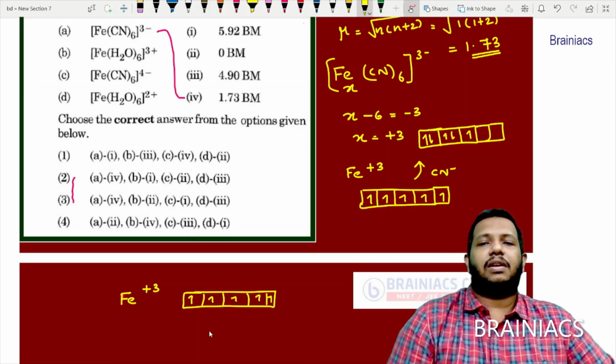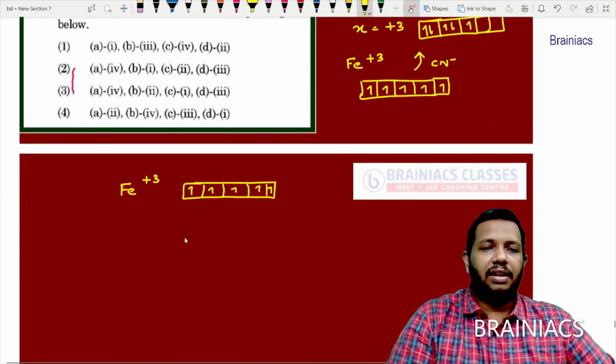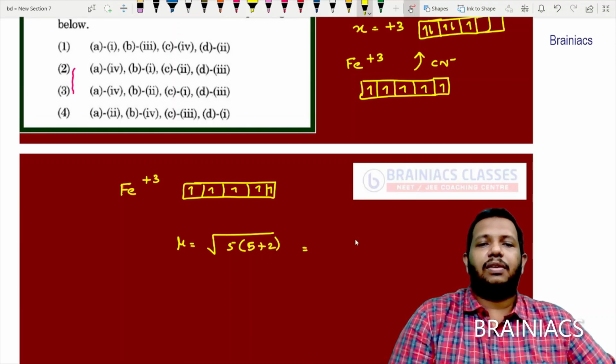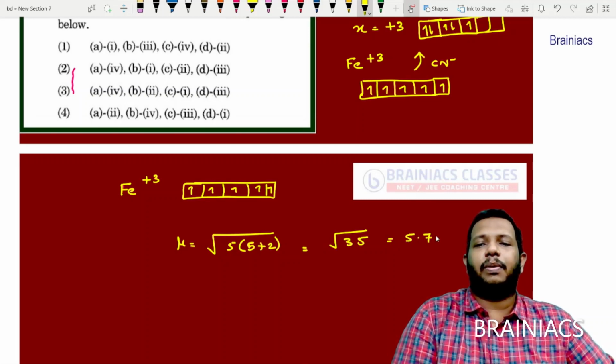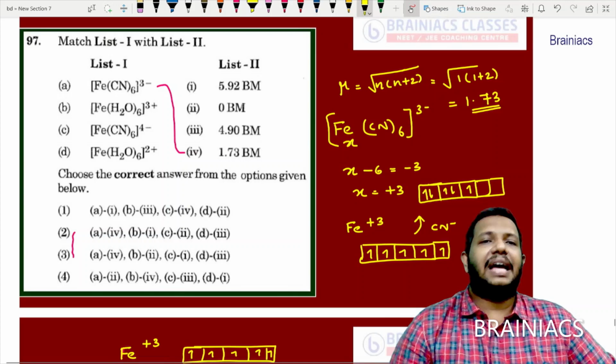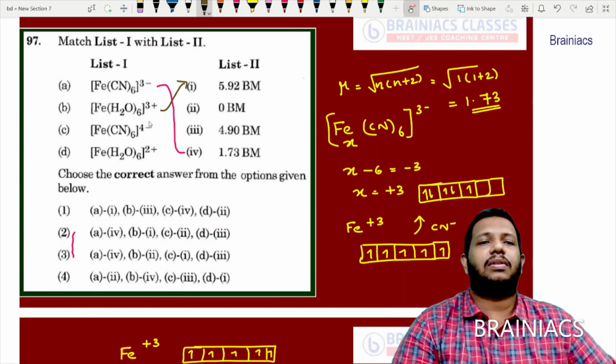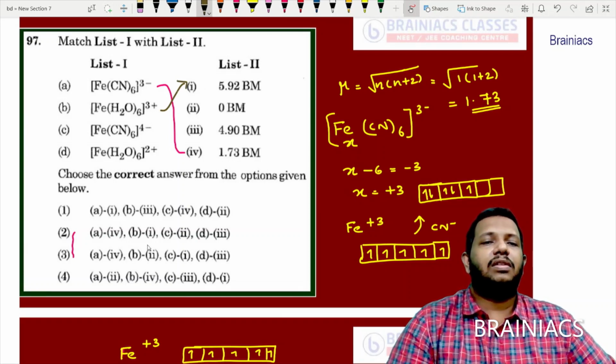So 5 free electrons means what is the value you are going to get? The magnetic moment is root of n into n plus 2, so 5 into 5 plus 2. You will get 5 into 7, root of 35, somewhere around 5.92 Bohr magneton. So the second one I get the answer something like that. So B is 1, so option 2.